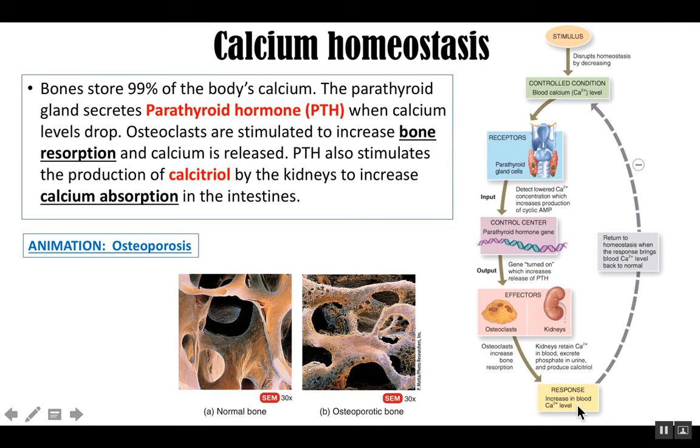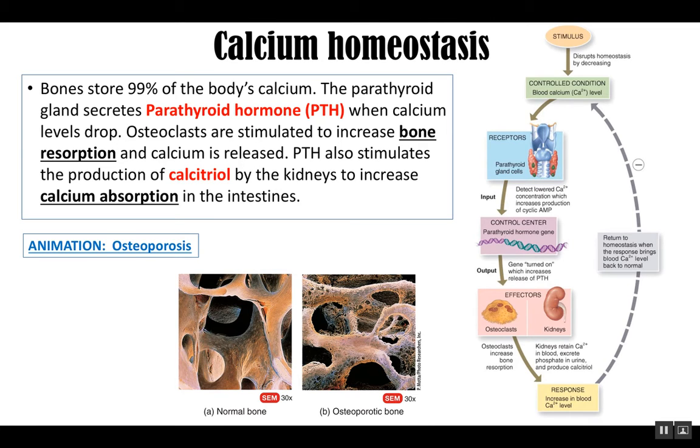There's actually a third function not shown here, but it also has to do with kidneys. Parathyroid hormone is going to tell the kidneys, oh yeah, it does say it right here, to retain calcium. So the kidneys are going to do 2 things. Produce calcitriol so we can absorb more calcium from our diet, and retain calcium. Said another way, decrease the amount of calcium that might be leaving the body in urine. So 3 primary functions of this hormone.